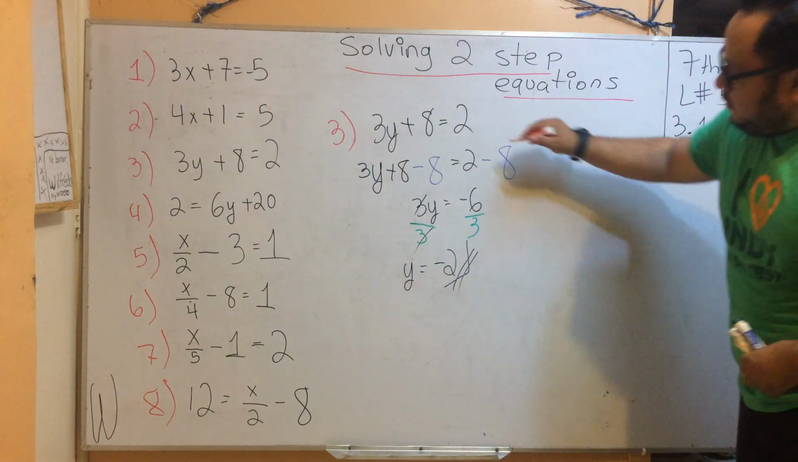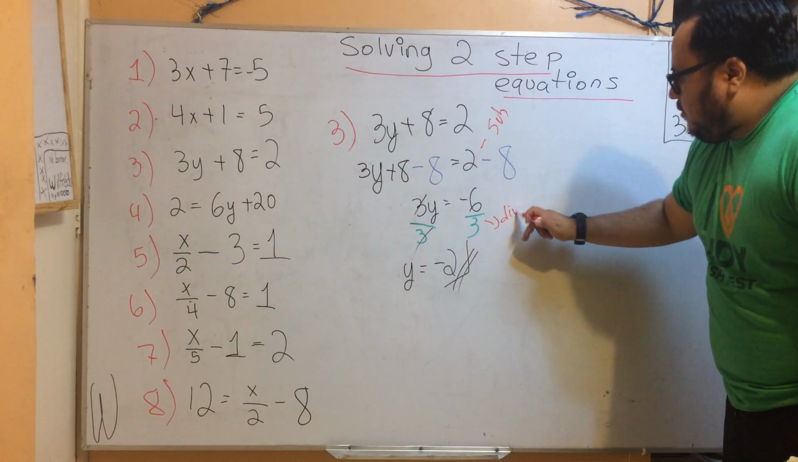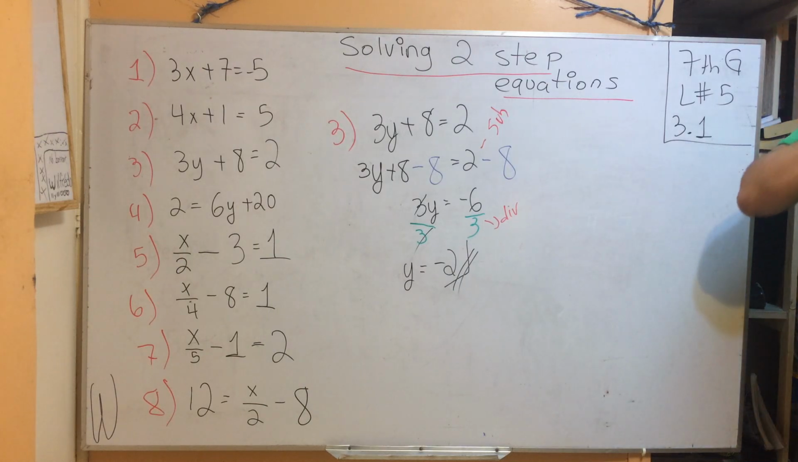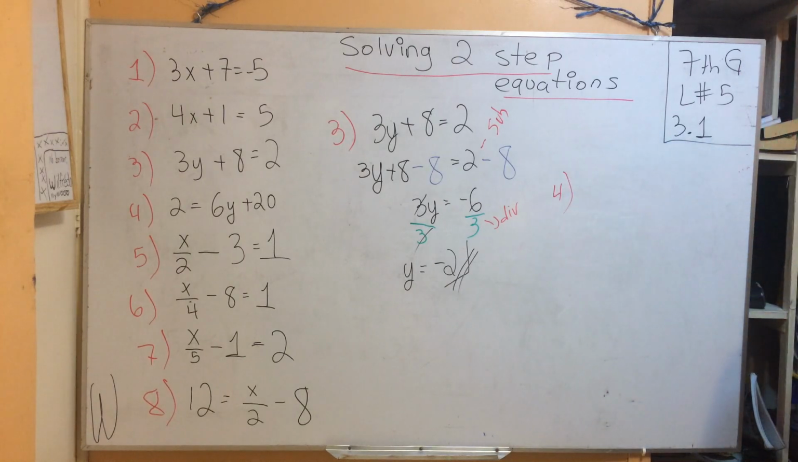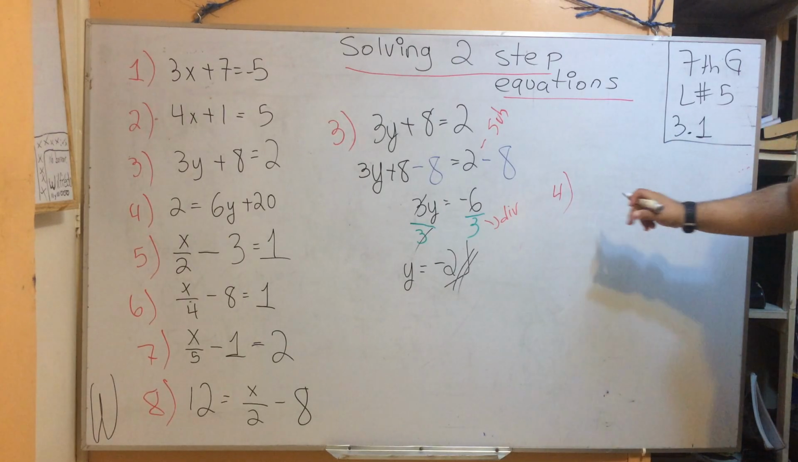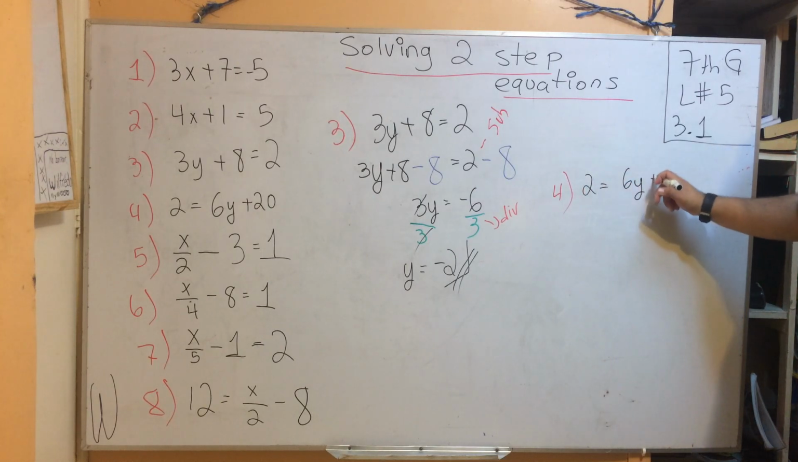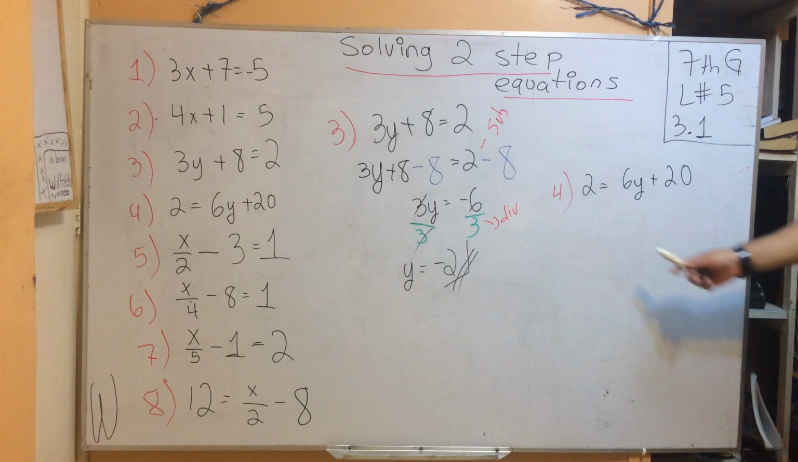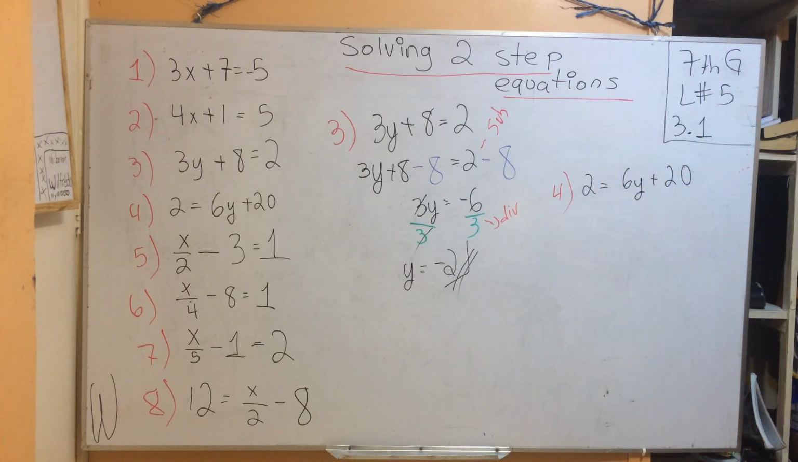First, we subtract, and then we divide. Those are the 2 steps. Let's work on number 4. Number 4 says 2 equals 6y plus 20. This is the same thing. The only thing is that we have the variable on this side, but the procedure is the same.